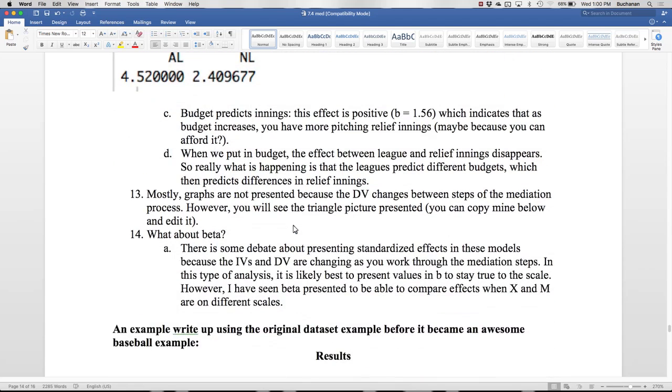When I'm thinking about budget predicting innings, this one here, that is continuous. So as budget increases, I have more pitching relief innings, maybe because I can afford it. And then when we put in budget, this goes down. So really it's about one league has a higher budget, and that higher budget allows me to have more innings of pitching. It's not really about just the league having better pitchers.